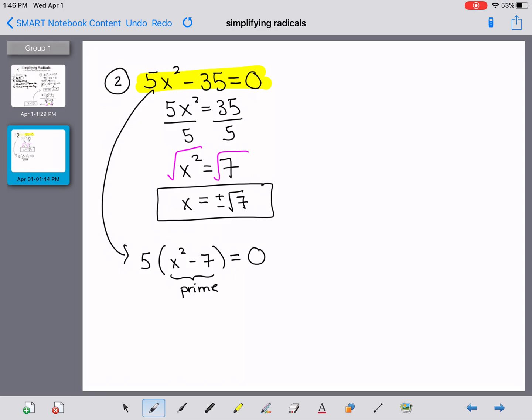Now, just because you can't factor it doesn't mean it can't be solved. It just means that it can't be solved using the factoring method, which is why we would have to use the square root method. Okay, let's try one more example.